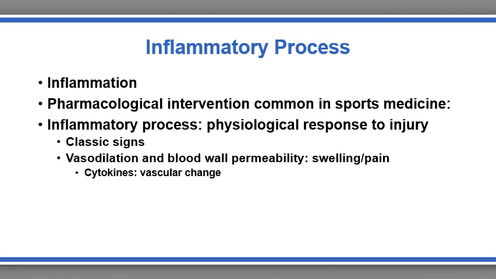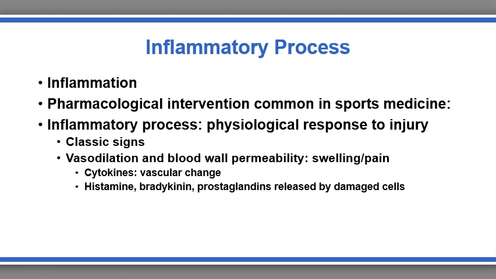We have those vascular changes that come about as a result of cytokine release. And then we also have other chemical mediators that get put out as a result of the cells getting damaged: the histamine, bradykinin, and prostaglandins being the most common. They are part of the substances that cause sensitization of the nerve endings, and that's what causes some of the pain that occurs. Our nerve endings are very sensitive to a lot of these chemicals, and that's going to cause the increase in pain response.